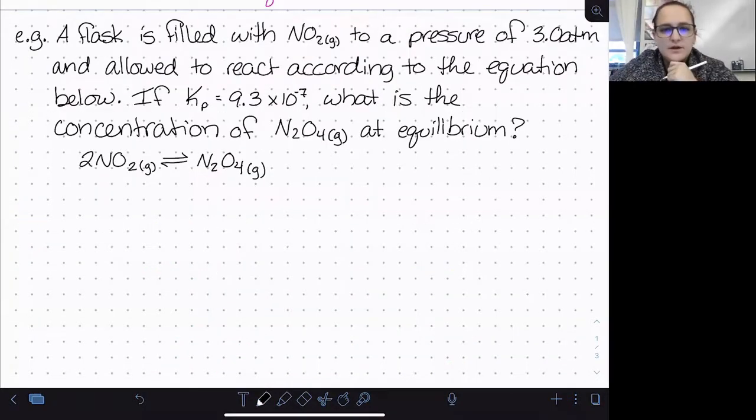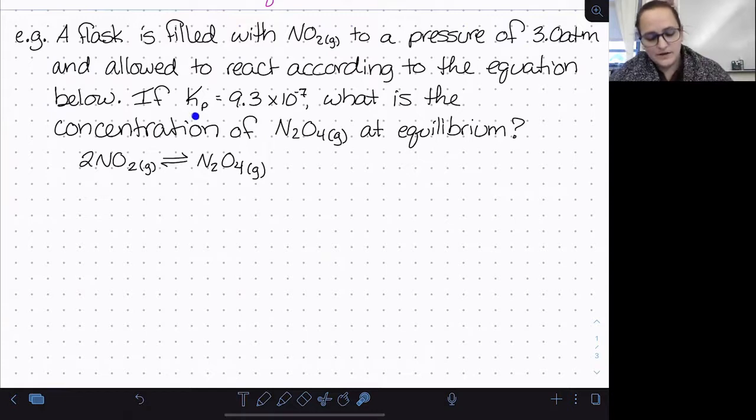So I would like you to take a couple minutes and try this one on your own. Notice that we are in pressure instead of molarity. We can plug in those exactly the same way. Pressure and molarity are effectively the same thing for gases, just expressed in terms of different units. But we can use pressure in an ICE table exactly the way we would molarity.